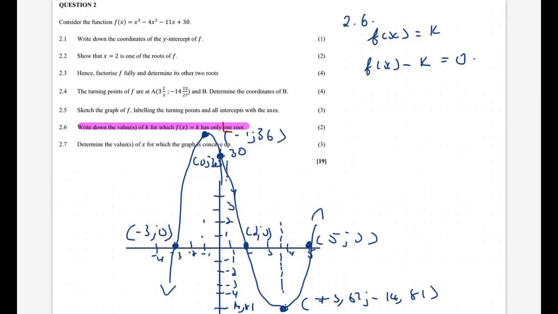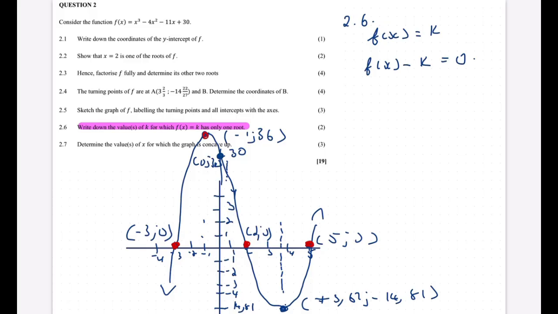We want to find which scenario would make our function have one root. Currently, our function has 3 roots. It has a root here, and a root there. Think about what would happen if we shifted this graph 36 units down.